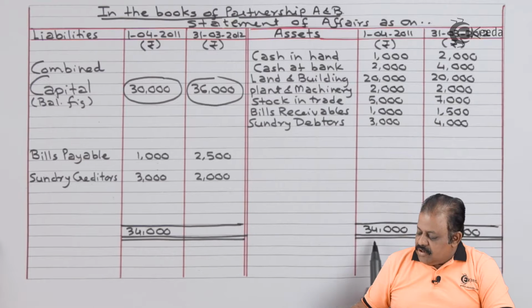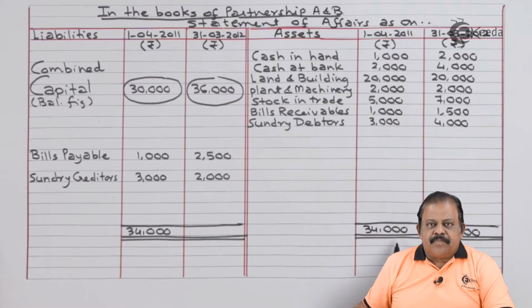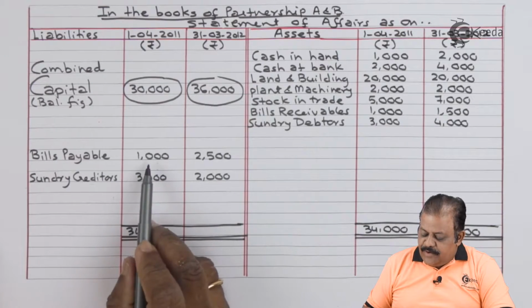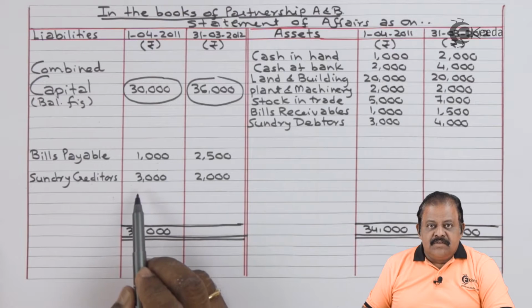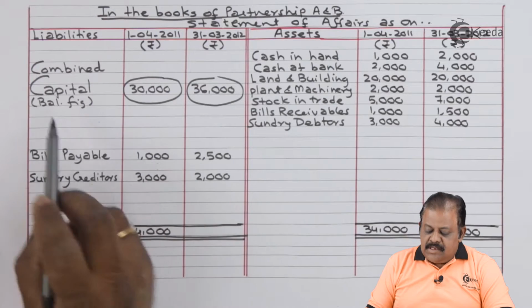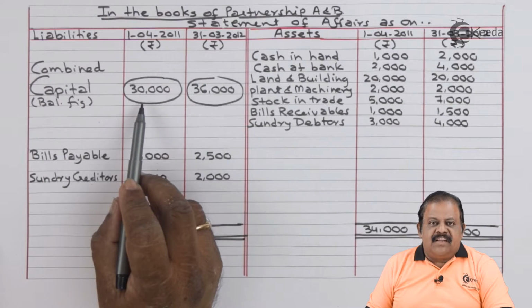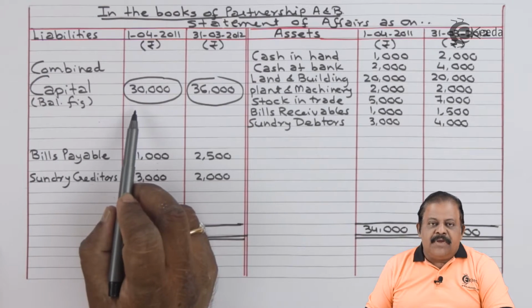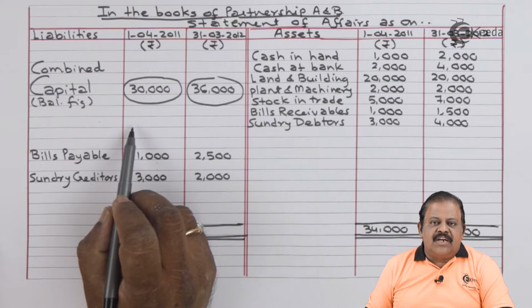Opening assets total is 34,000. From 34,000, if we deduct these two liabilities, we are getting balancing figure 30,000. This is opening combined capitals of Mr. A and B, combined capital of partnership firm.